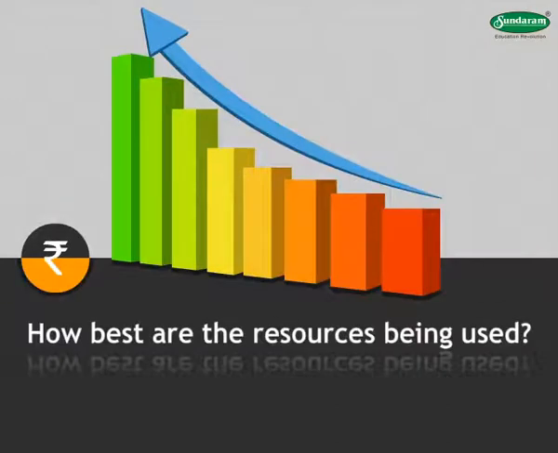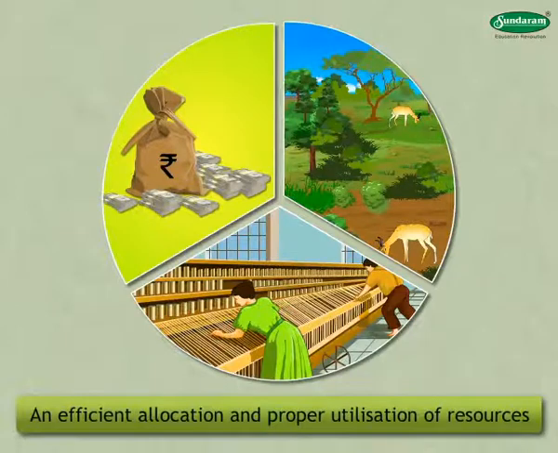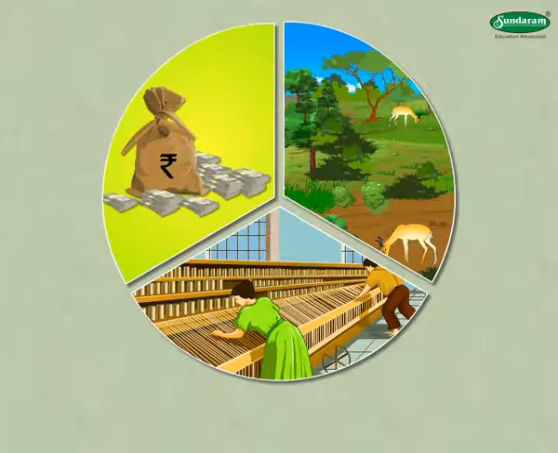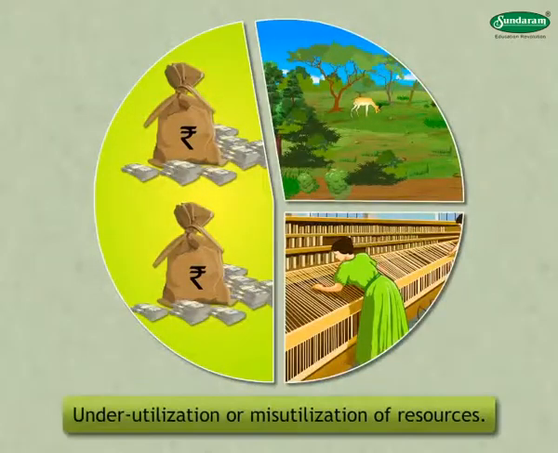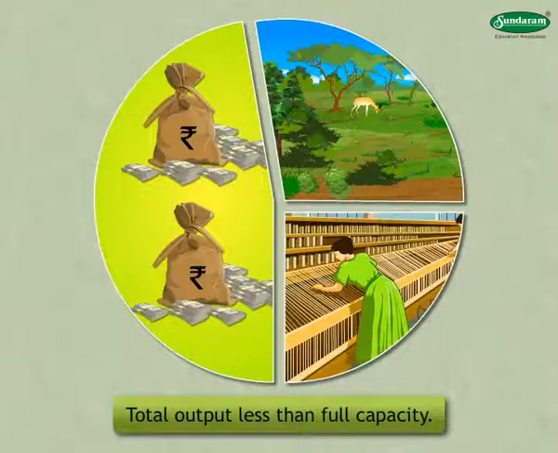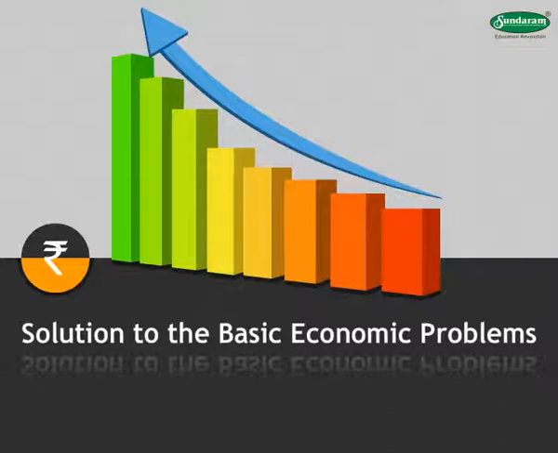How best are the resources being used? This problem involves an efficient allocation and proper utilization of resources among productive activities to achieve the maximum total output and highest possible growth rate. There may be underutilization or misutilization of resources. Under such situations, total output would be less than full capacity. Let's see the solution to the basic economic problems according to types of economy.